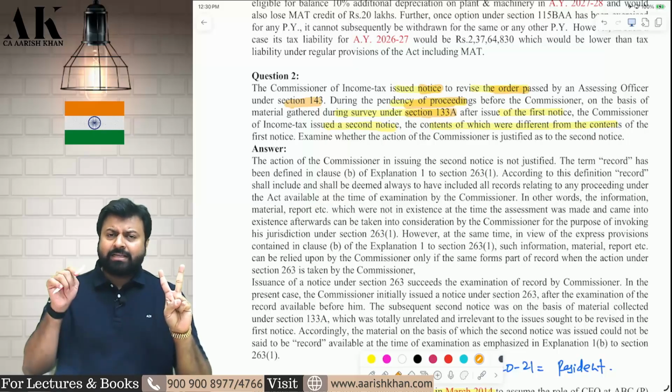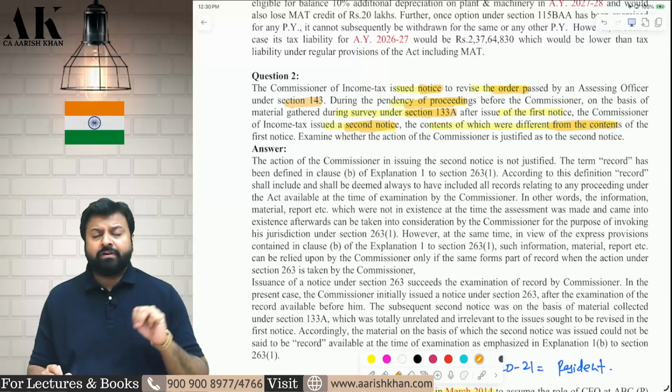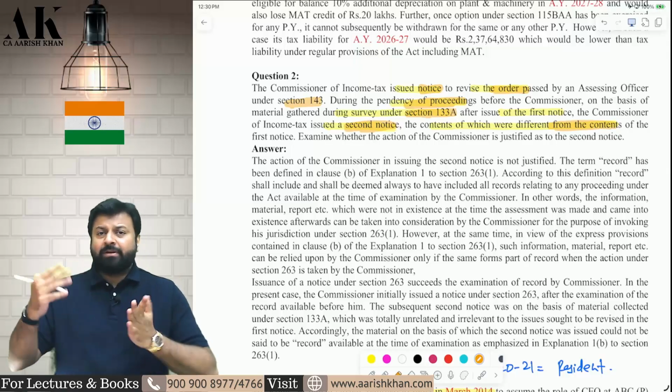After that, survey has happened at assessee's place. There some new information came. Now the commissioner is issuing second notice after the survey. The content of the second notice is different from the first notice. So there is a 3-step discussion over here.